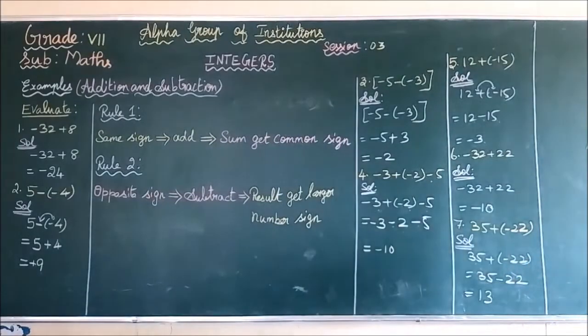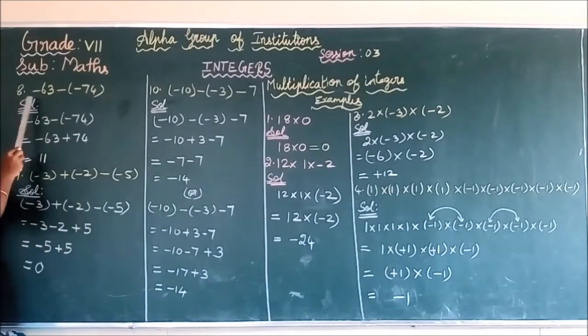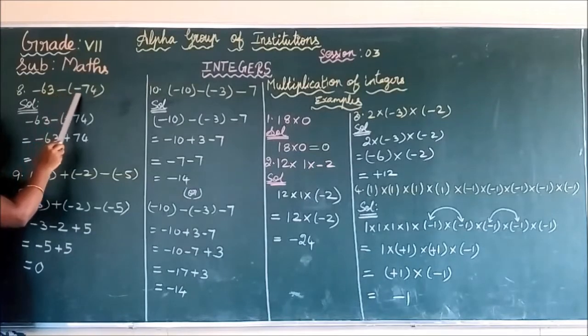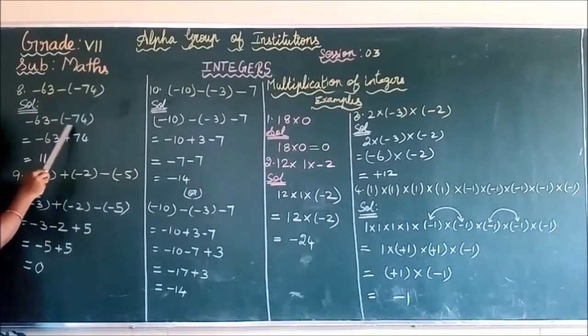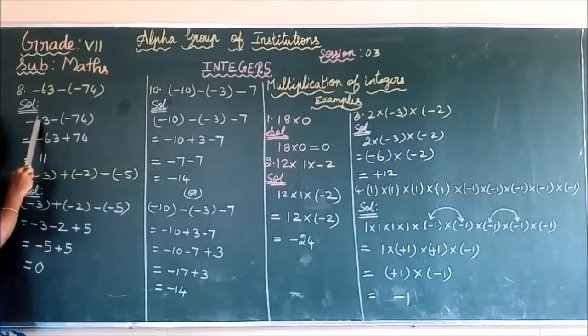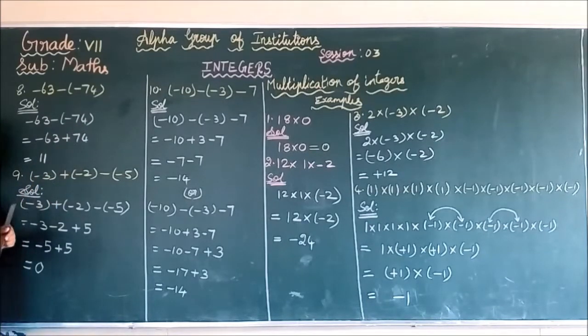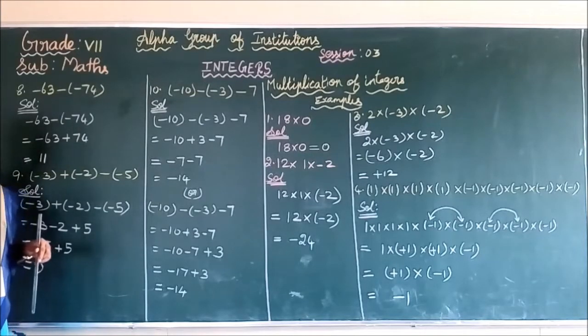Is it clear, children? See some more examples, children. See the 8th example. What is given in the question? Minus 63 minus of minus 74. Okay. Again write the question. Now we are going to remove the bracket. Minus 63 minus into minus is plus 74. According to rule 2, if the given two integers are in different signs, you have to subtract the smaller number from the larger number.